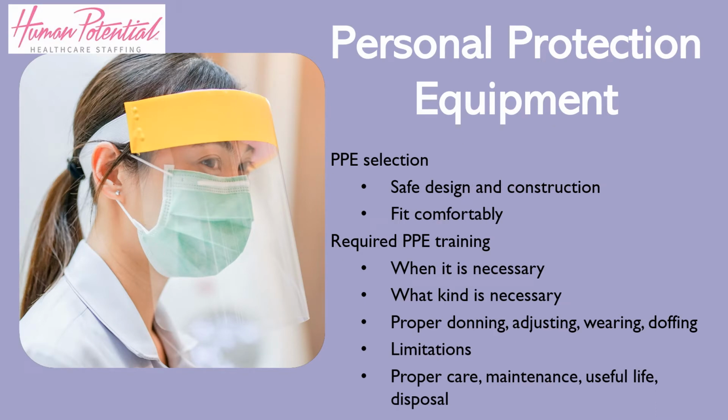As mentioned, when engineering, work practice, and administrative controls do not provide sufficient protection, PPE must be provided to workers and employers must ensure its proper use. Employers are also required to train each worker on personal protective equipment and how to know when it's necessary, what kind is necessary, how to properly put it on, adjust it, wear it, and take it off, the limitations of the equipment, proper care, maintenance, useful life, and disposal of the equipment.